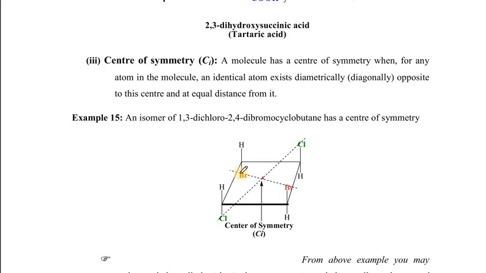Similarly, if we move in this direction, it has a Br atom. At the same distance in the opposite direction, again it has a Br atom. So this is the center of symmetry. So a molecule has a center of symmetry when for any atom in the molecule an identical atom exists diametrically opposite at this center point and at equal distance from it, as in this example.